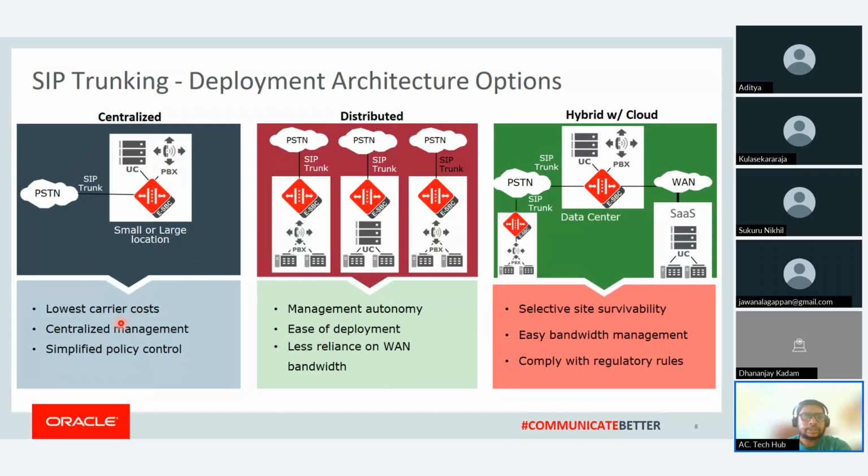And this is the lowest carrier cost, and you can easily manage because you have a centralized platform, and you can do the policy control at one place. You don't have to go to different boxes to control the policies, because you have a centralized SBC, so you can control your policies at a centralized level.